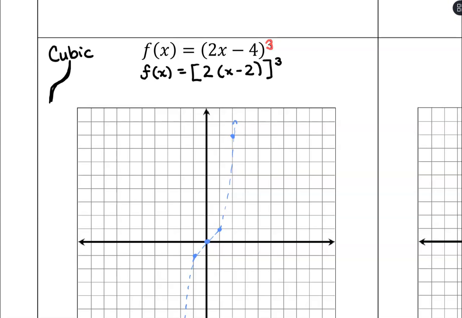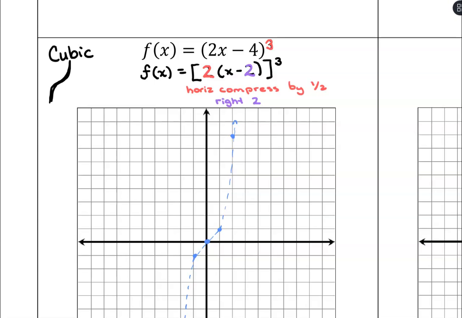So now I can see we're going to have a horizontal compression by 1/2. That's coming from this 2 out front, inside the parentheses, the multiplying 2. Remember, we always use the reciprocal for the horizontal. So the 2 over 1, the reciprocal is 1/2, so that's going to be a compression. And then the 2 inside the parentheses, x - 2, that's going to be our shift. And because it's -2, that means we're going to go right 2.